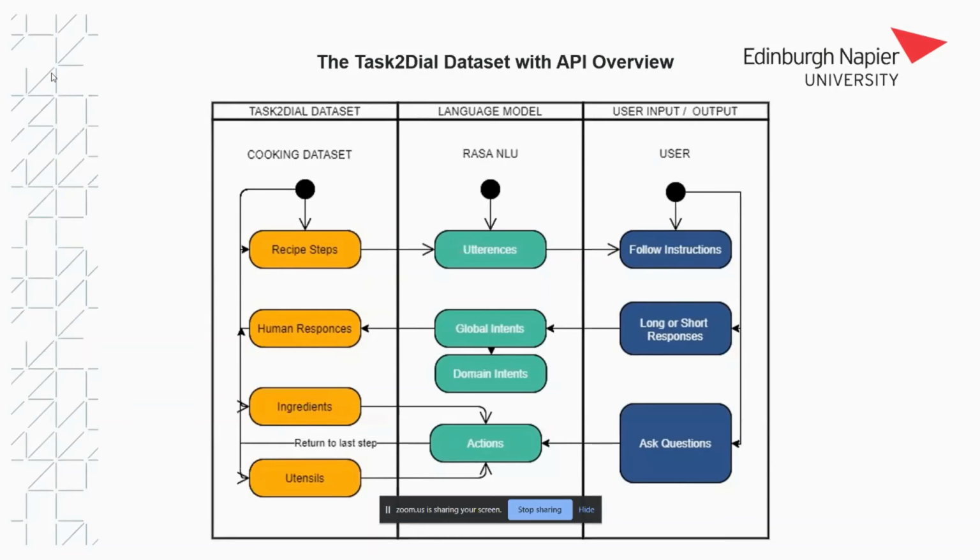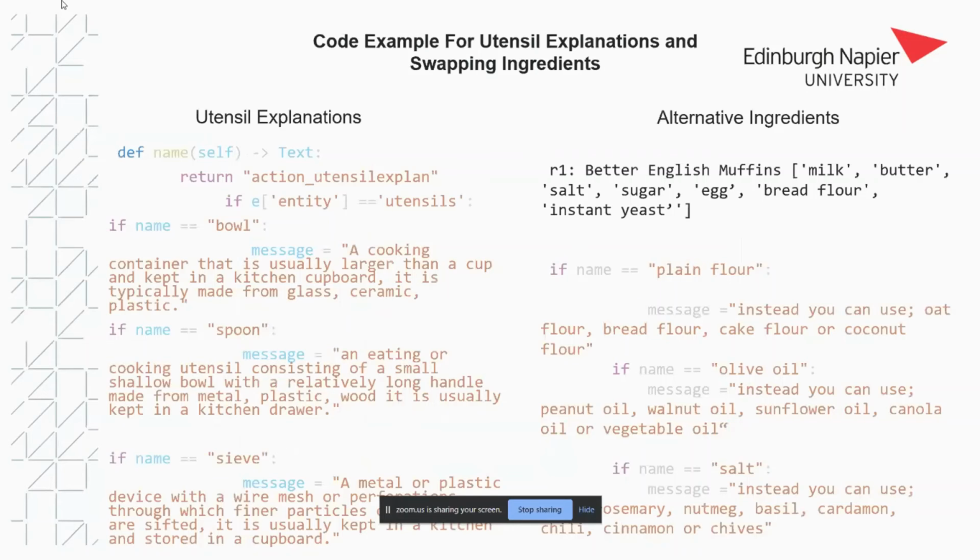We also allow the user to ask questions, which were modeled as actions within the language model. So the user can ask for alternative ingredients, utensils, and then return to the appropriate step within the recipe. This is a quick example of what that looks like within the model. For example, if the user asks what a bowl is, we can say a cooking container that is usually larger than a cup and kept in a kitchen cupboard, typically made of glass, ceramic, or plastic. So we have a description of the object, a comparison of the object with something similar, and its common storage location, in order to enhance the user's ability to understand and find that object.